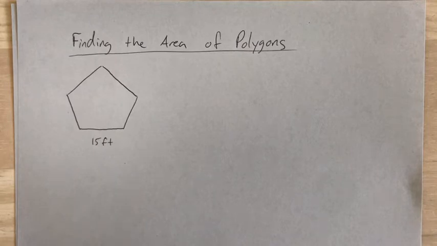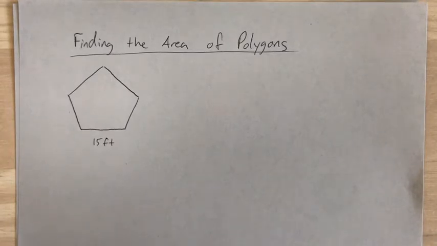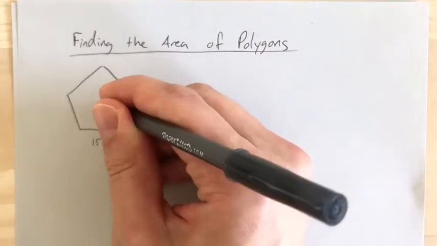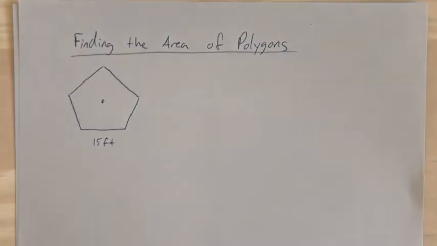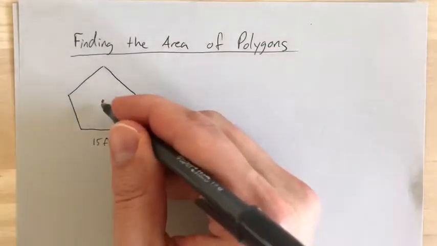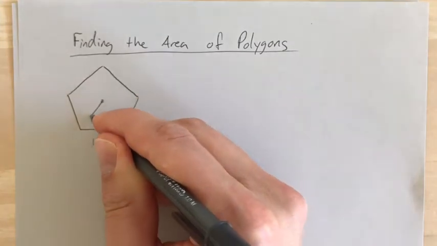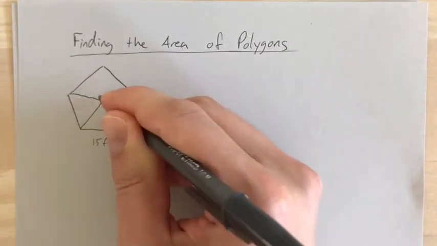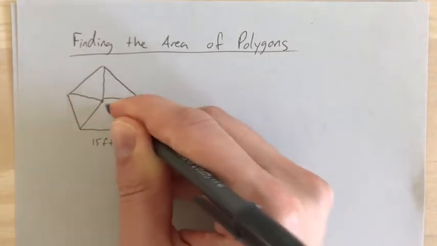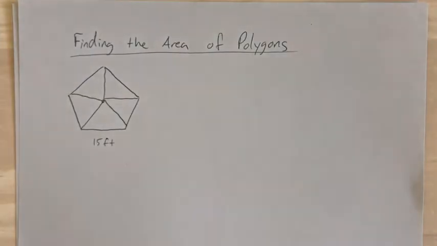The way we're going to do this is we're going to split this into a bunch of smaller shapes that we do know how to find the area for. And the shape that I'm going to split this into is triangles, okay? So imagine the center of this pentagon. If I were to connect from the center of this shape to the vertices, aka the corners, I would just be making pretty much 5 equal little triangles there, okay?